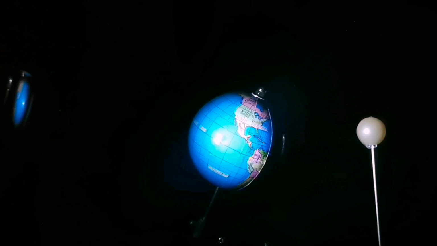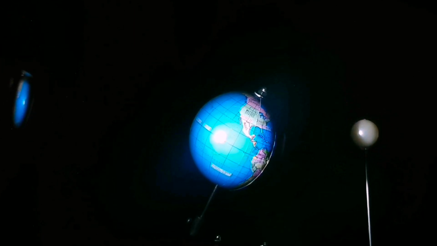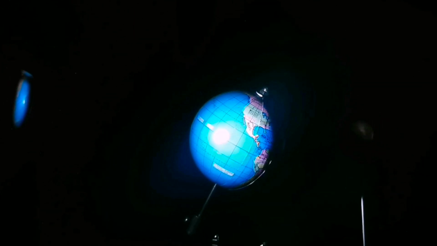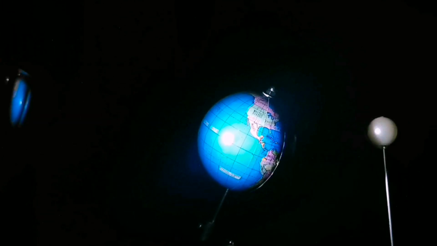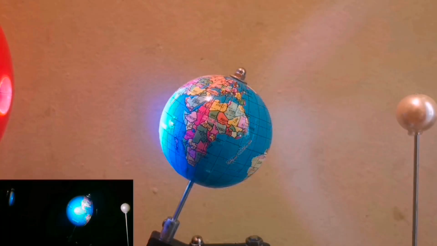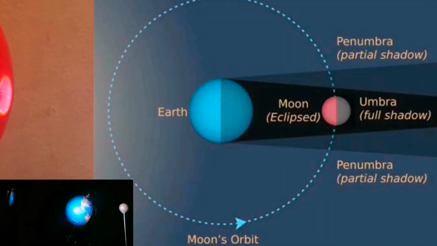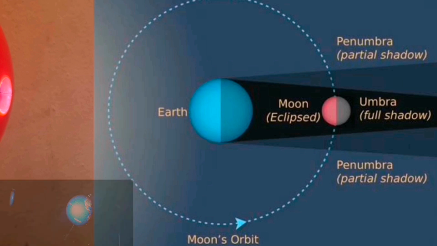A lunar eclipse occurs when the Moon passes through the shadow of the Earth, making the Earth directly in between the Sun and the Moon. These are the two distinct parts of the shadow created during a lunar eclipse. The darkest inner region of the Earth's shadow, where all sunlight is blocked out, is the umbra, while the lighter outer region of the Earth's shadow, where the sunlight is partially covered, is the penumbra.